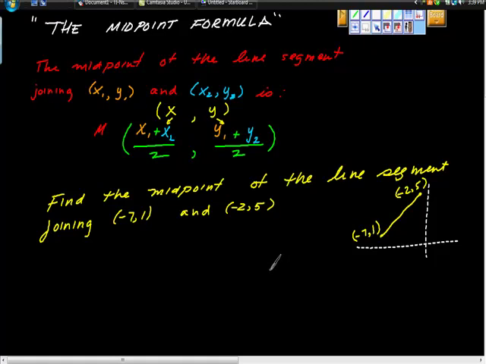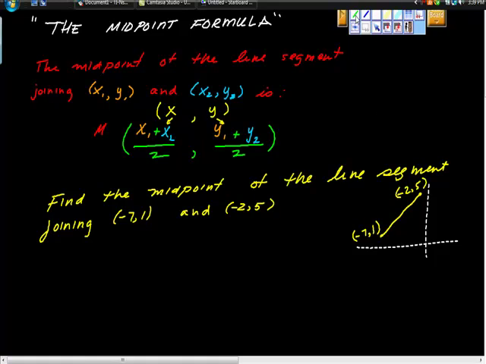Okay, the midpoint formula. The midpoint of a line segment joining the point x sub 1, y sub 1 and the point x sub 2, y sub 2 is equal to x sub 1 plus x sub 2 over 2, comma, so this is the x value, comma, y sub 1 plus y sub 2 divided by 2.